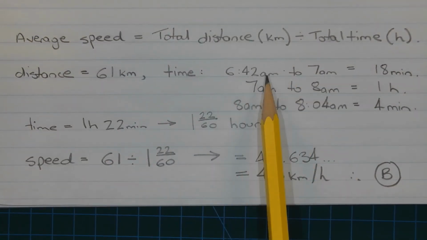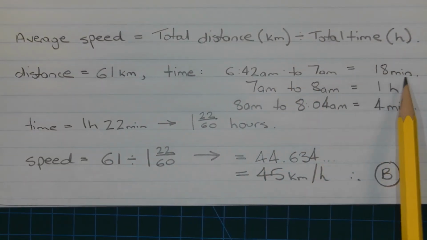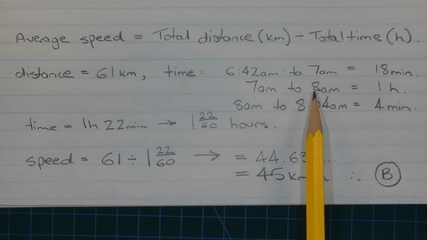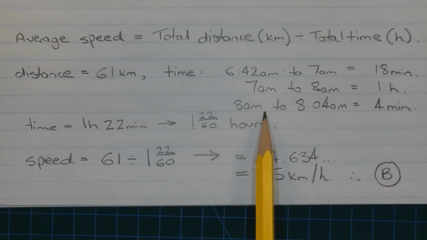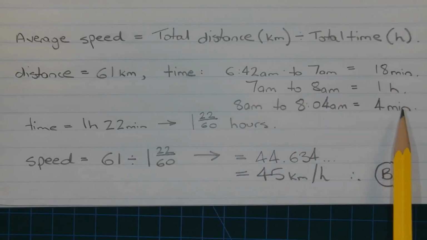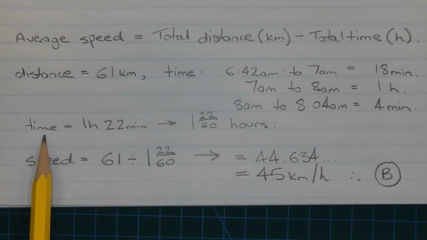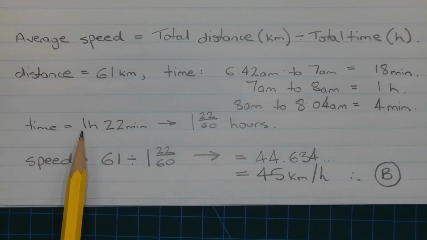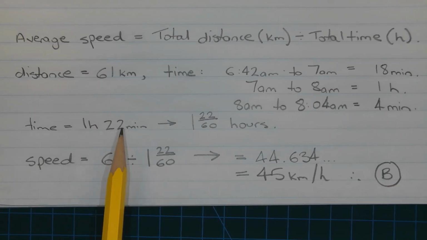So from 6:42 a.m. to 7 a.m. we have 18 minutes. From 7 a.m. to 8 a.m. we have 1 hour. And from 8 a.m. to 8:04 a.m. we have 4 minutes. So the total travel time of the train, adding all this together, we have 1 hour and 22 minutes. Now we need to convert the 22 minutes into hours.